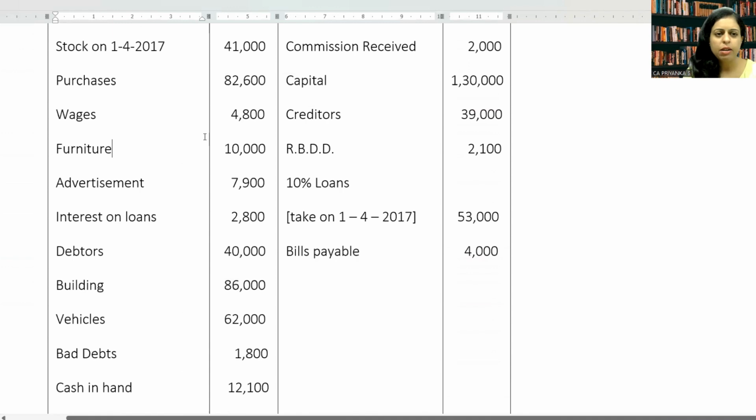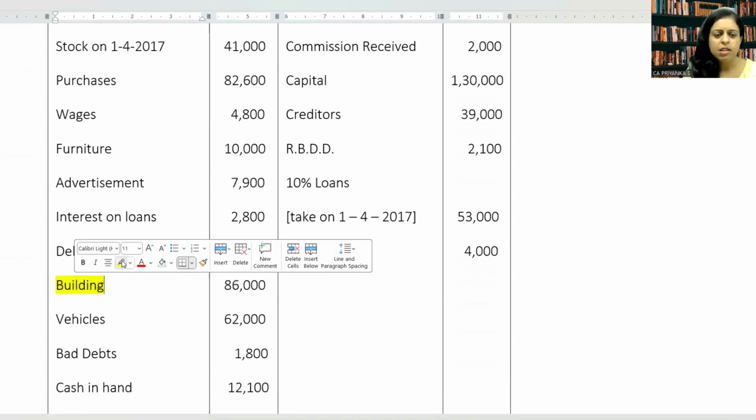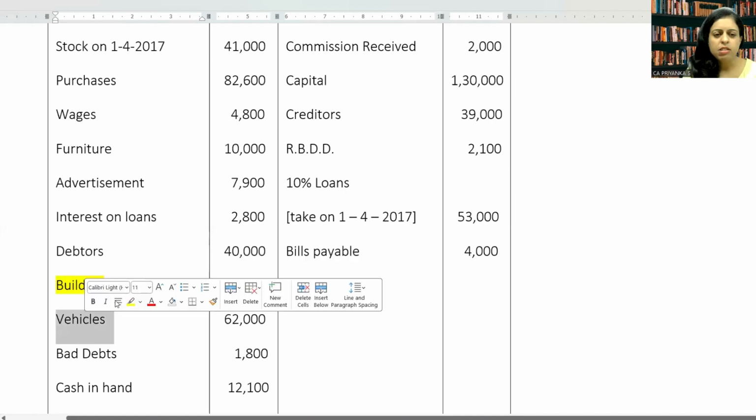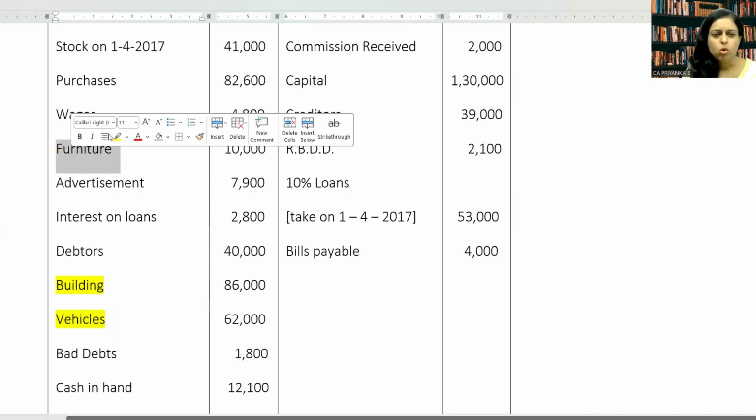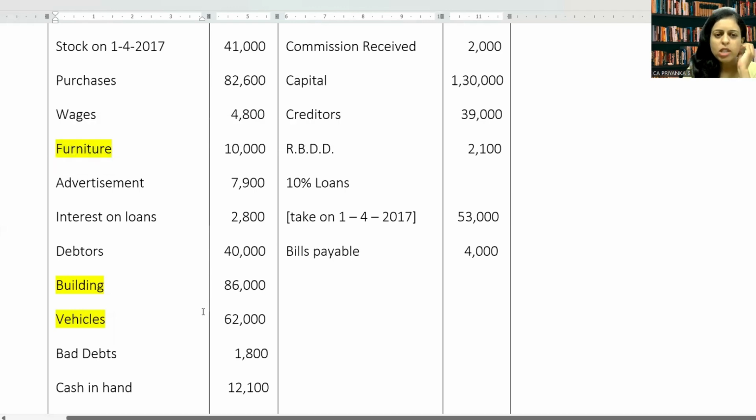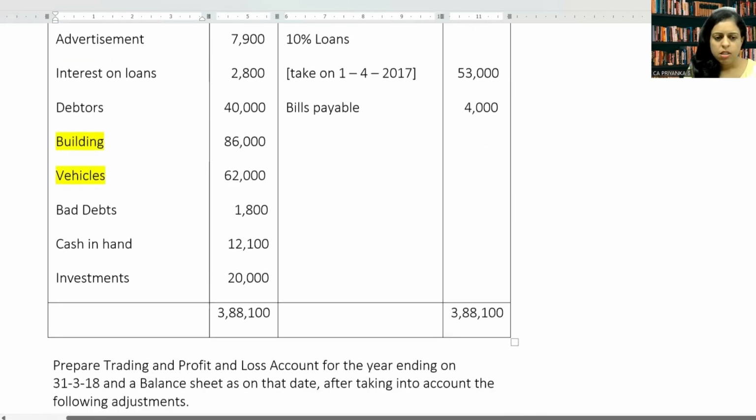Here you find that there is building, so I'm going to highlight this. I have vehicles and I also have furniture. I'm going to highlight these three so that I know that these accounts have adjustment entries. Fine. Next.